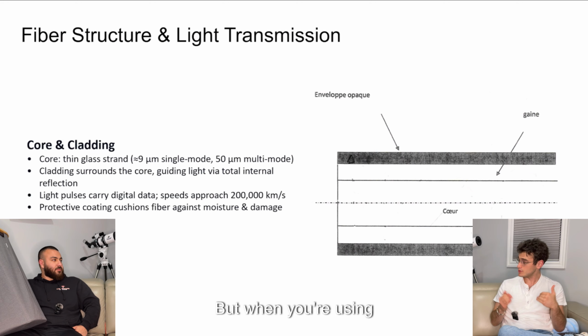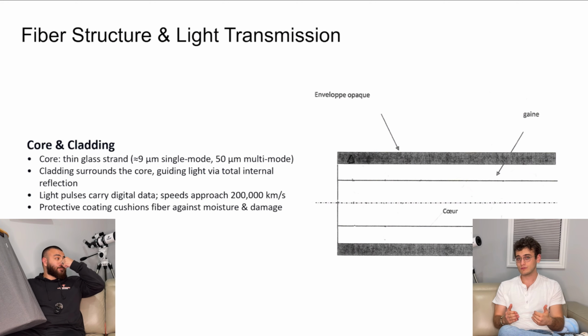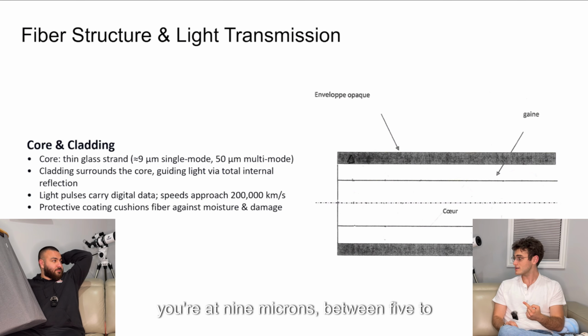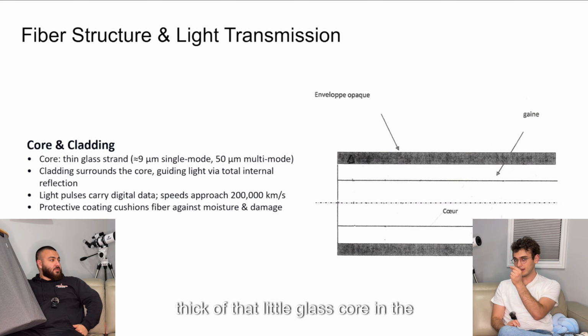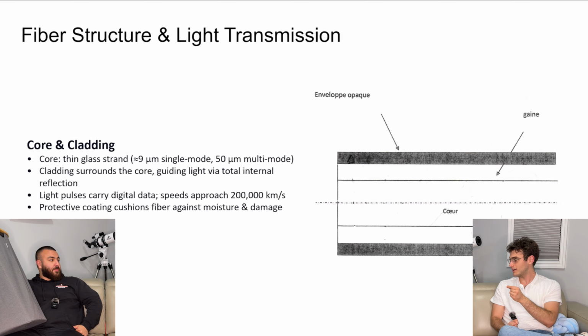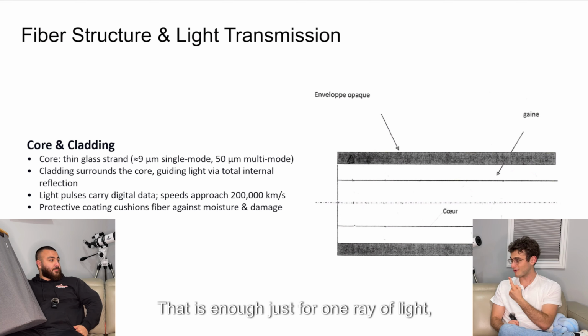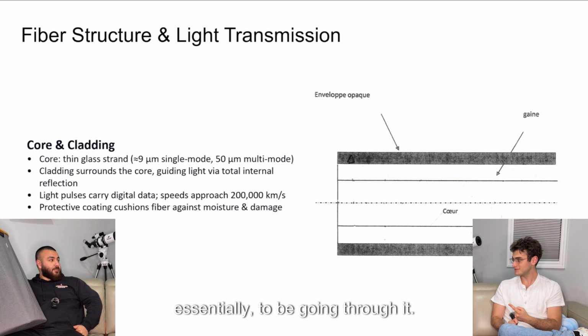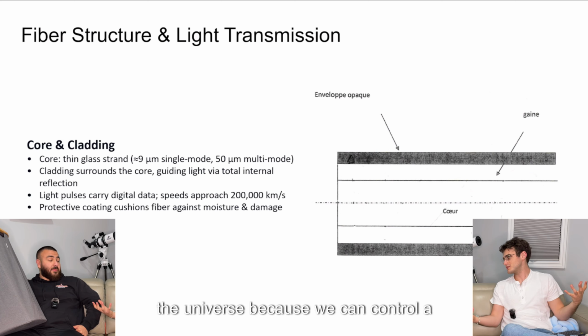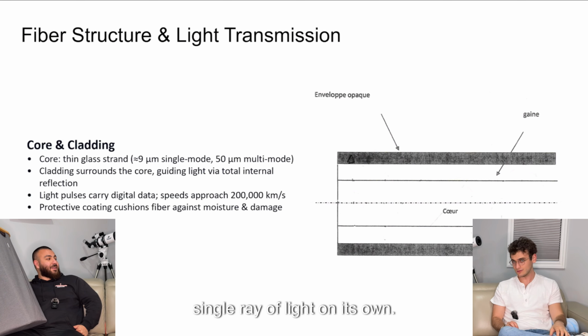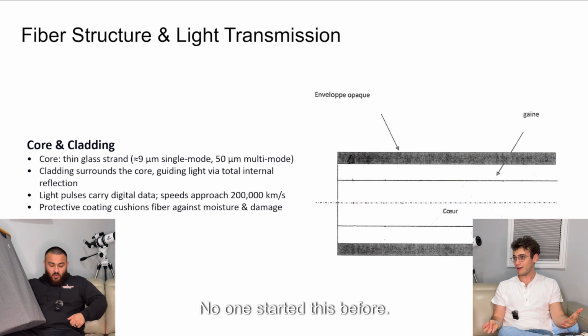But when you're using fiber optics, you need to be like airtight. Because when you're doing single mode, you're at 9 microns, between 5 to 9 microns, thick of that little glass core in the center. That is enough just for one ray of light, essentially, to be going through it. That's insane. Basically, we're the masters of the universe, because we can control a single ray of light on its own through glass.